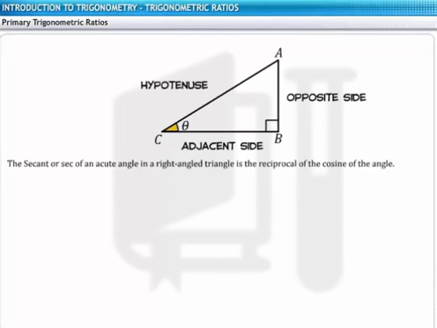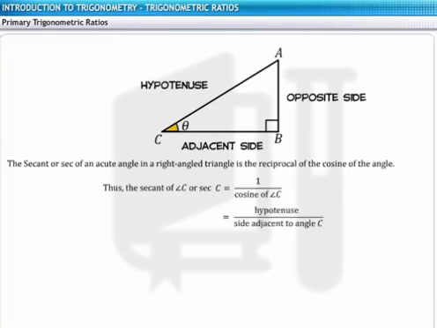The secant or sec of an acute angle in a right-angled triangle is reciprocal of the cosine of the angle. Thus, the secant of angle C is equal to the ratio between the hypotenuse and the side adjacent to angle C, or the secant of angle C is equal to AC upon BC.